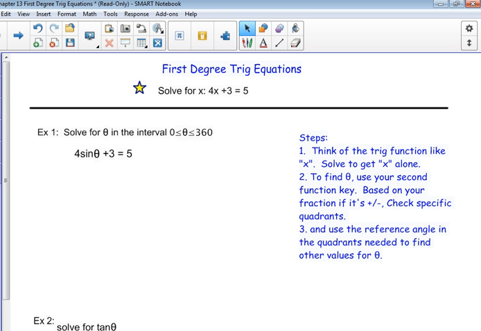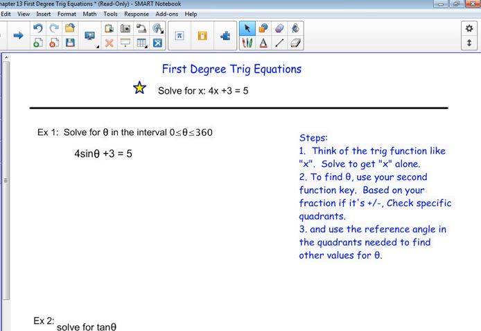Does anybody know what a first degree means? It means that the highest exponent is 1, right? So this means just x should be our highest thing we're working with. So it's not x squared or x cubed, it's going to be x to the first.